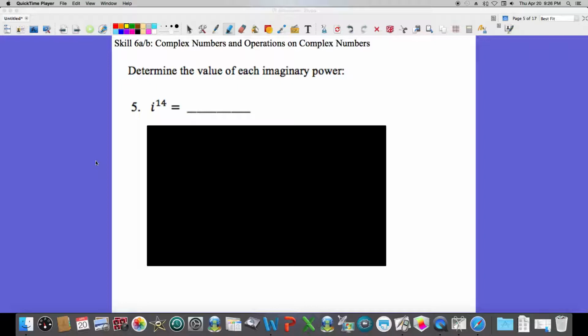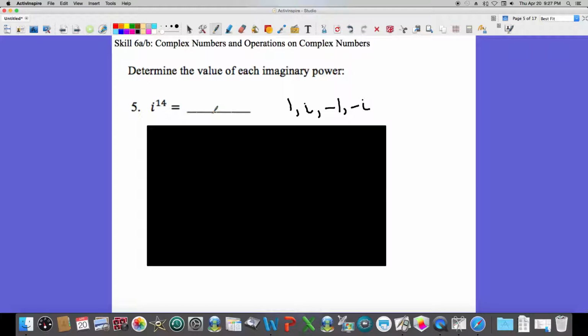Now, it's not stated as a multiple choice question, but anytime they ask us to determine the value of an imaginary power, there's only one of 4 possible answers. So this is a multiple choice question. I know that my possible answer could be 1, it could be i, it could be negative 1, or it could be negative i. Those are my only 4 choices for this answer of i raised to the 14th power.